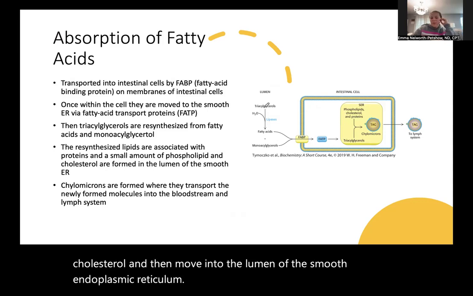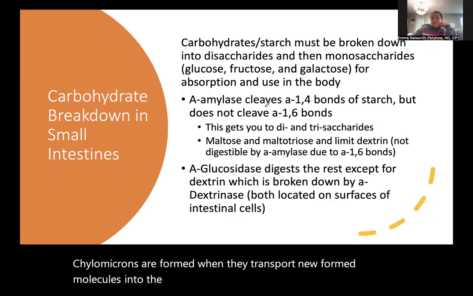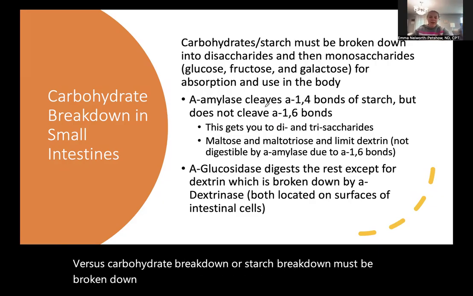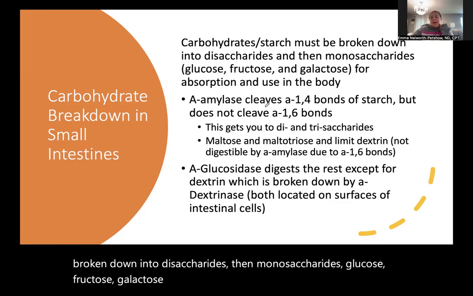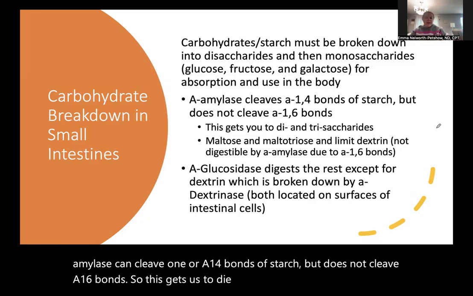Chylomicrons are formed when they transport newly formed molecules into the bloodstream and the lymph system. Versus carbohydrate breakdown: starch must be broken down into disaccharides, then monosaccharides (glucose, fructose, galactose) for absorption and use in the body. Alpha amylase can cleave alpha 1,4 bonds of starch, but does not cleave alpha 1,6 bonds. So this gets us to di- and trisaccharides, but it doesn't completely get us all the way there.